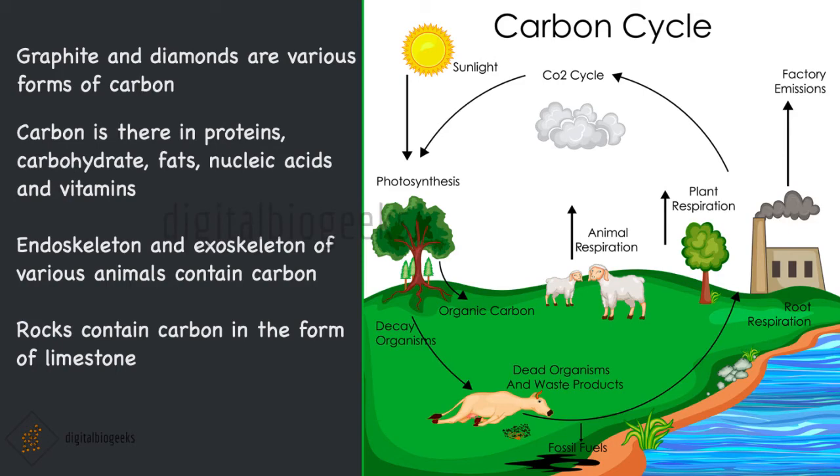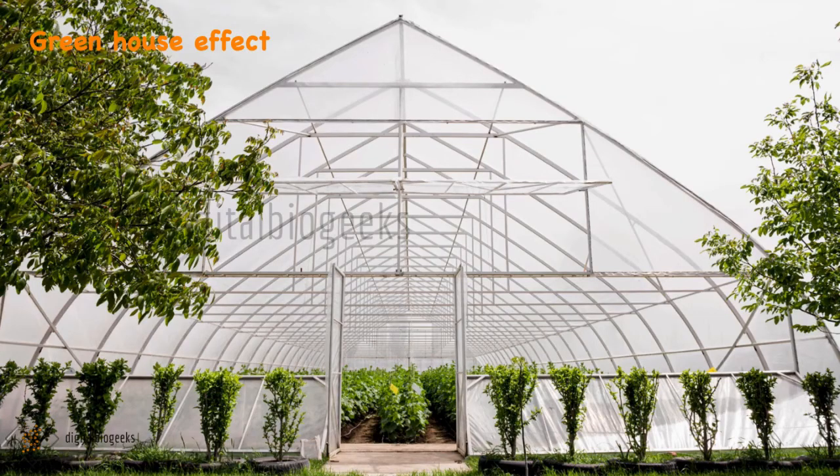The atmospheric carbon dioxide is used by the living organisms and this carbon dioxide is returned into the atmosphere by various processes, which is known as the carbon cycle. Are you familiar with greenhouse? Greenhouse is a tent-like structure with walls made up of glass. Plants which require regulated climatic conditions grow here. Let's see how it works.